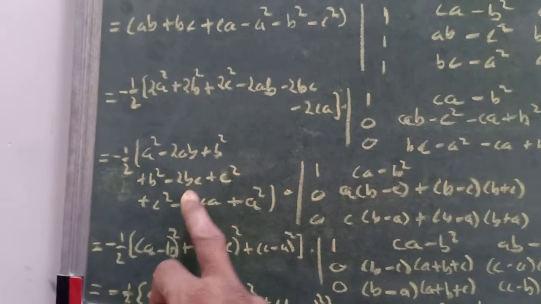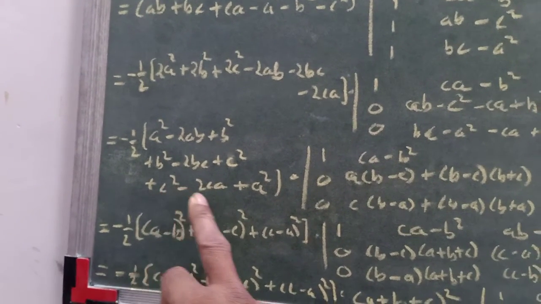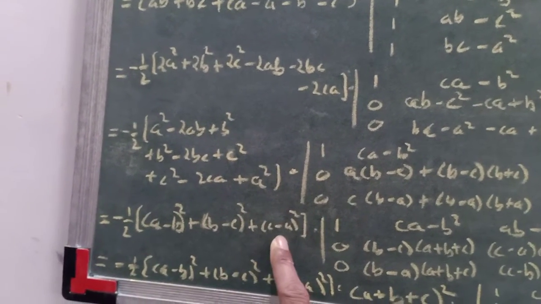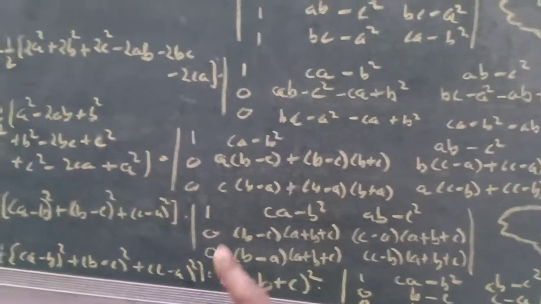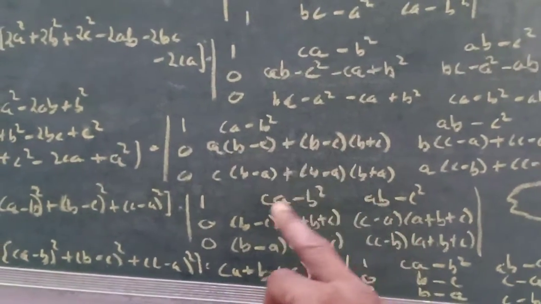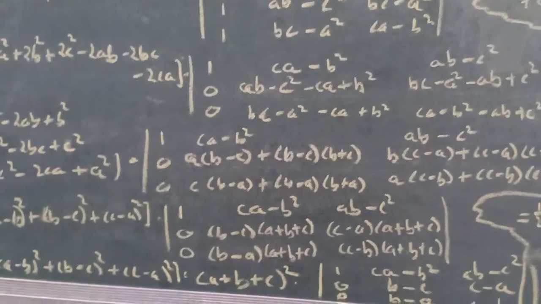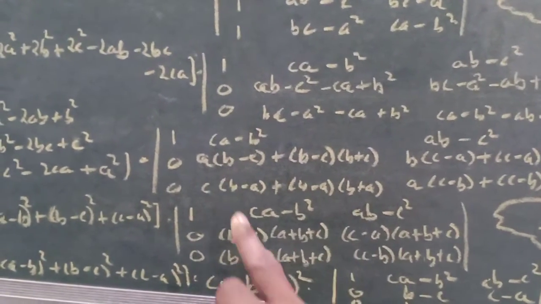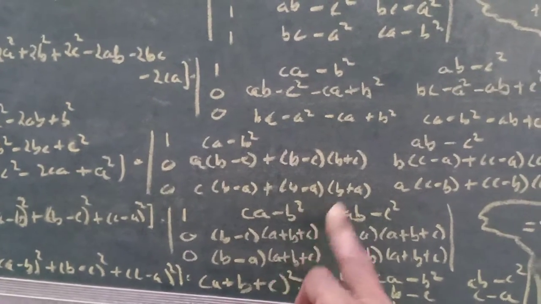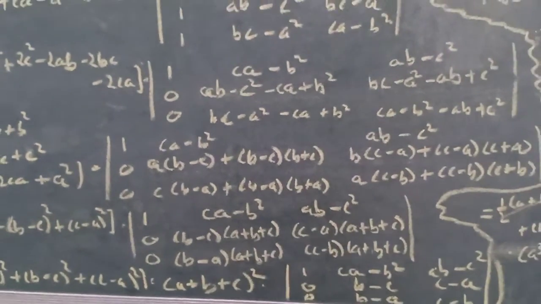B square minus 2BC plus C square will become B minus C the whole square, plus C square minus 2CA plus A square will become C minus A the whole square. And this determinant will become what? First column as it is, second column CA minus B square as it is. Here I am taking B minus C common, so it will get A plus B plus C. Same way here I am taking B minus C common, so it will get C plus B plus A, that is nothing but A plus B plus C.